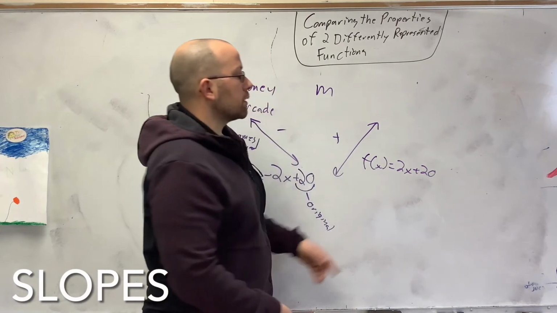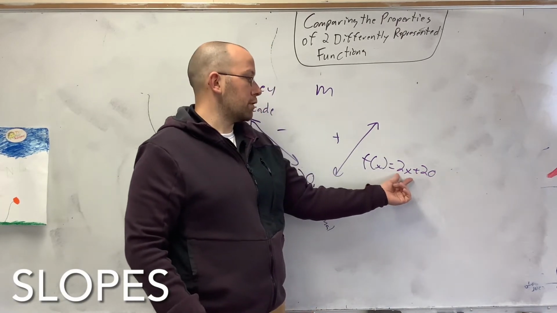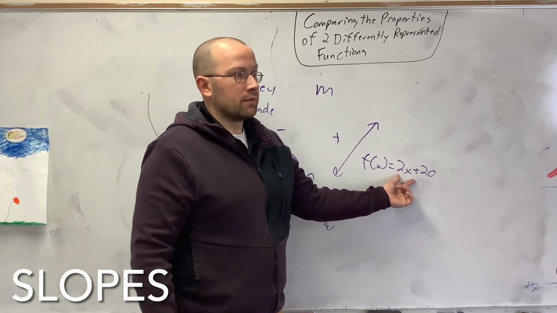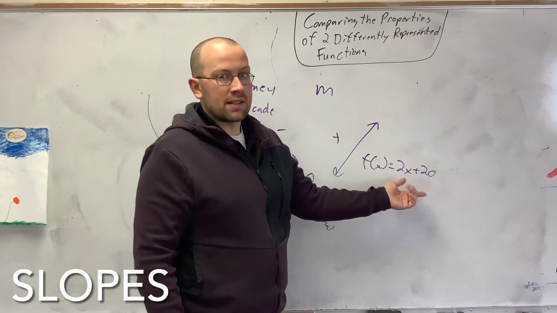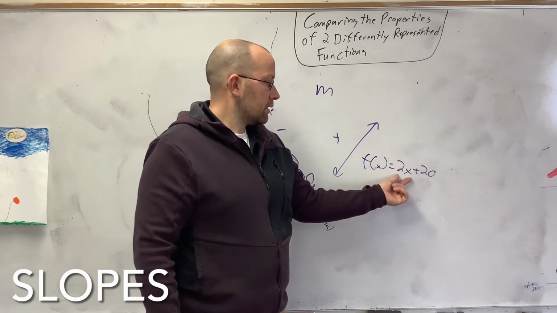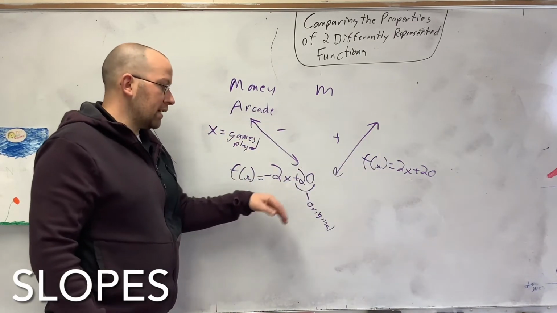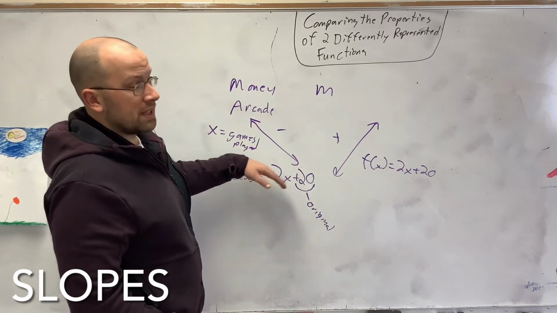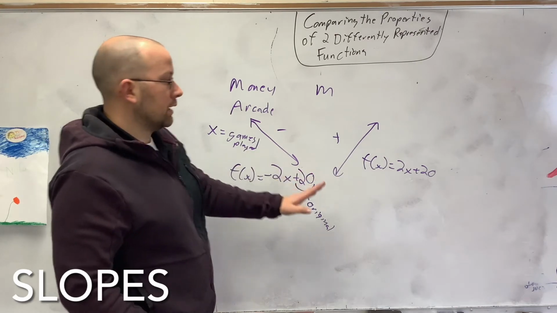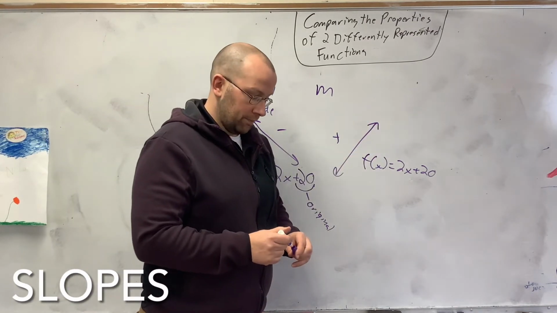So I start with $20 this week and I make $2 for every book I sell for some strange reason. So it's increasing the amount of money I have. So spending, losing, using gas, that's all negative slope. Positive slope would be gain.